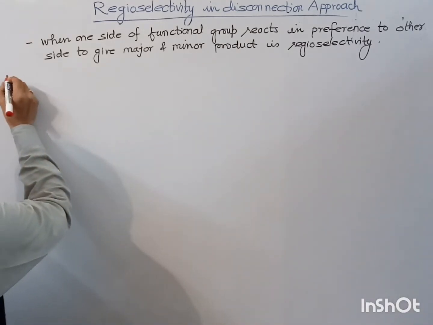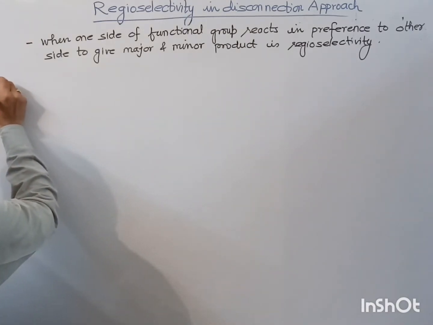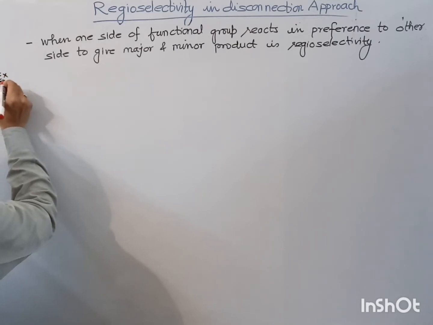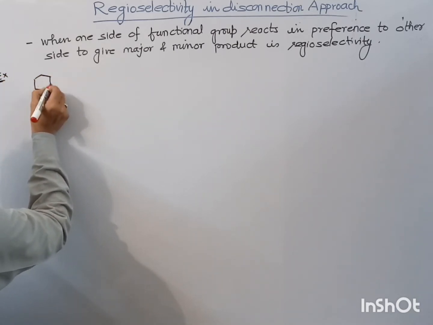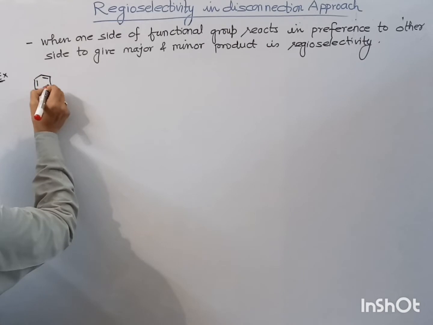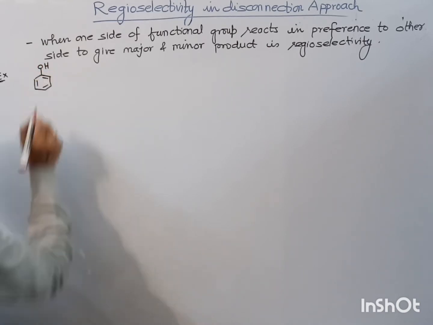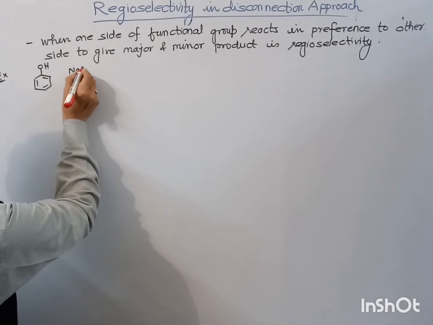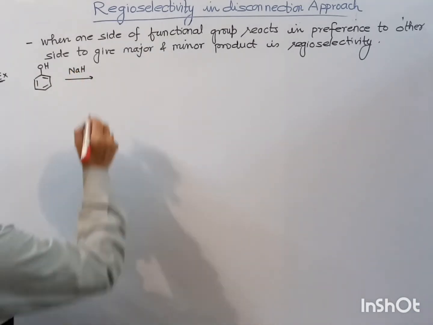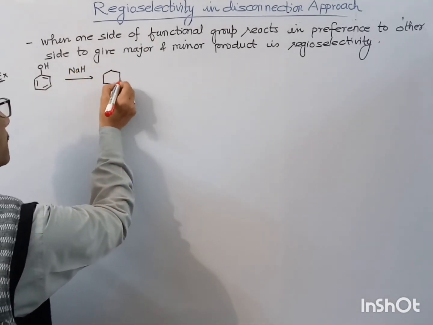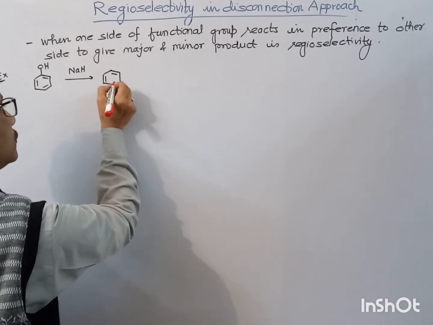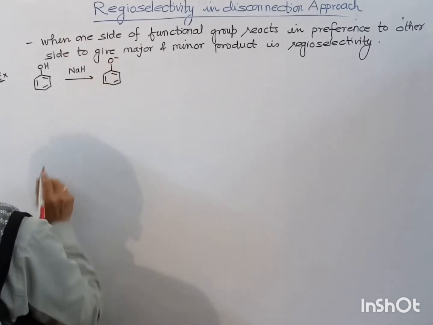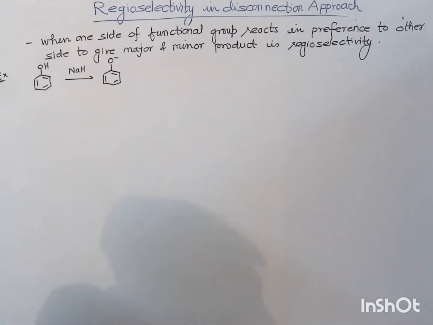Okay, now let's take an example of regioselectivity. Suppose you have this phenol. In the presence of a base, suppose I take sodium hydride, it will give you the phenoxide ion. This acidic hydrogen will be taken out and you will get the phenoxide ion.